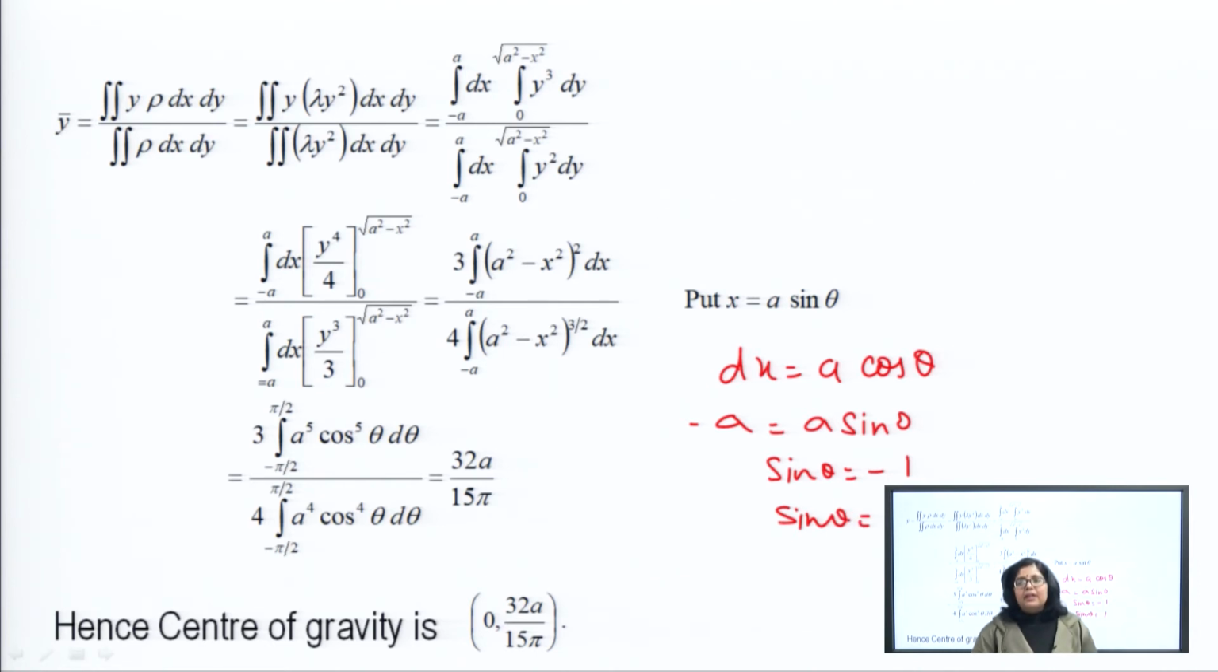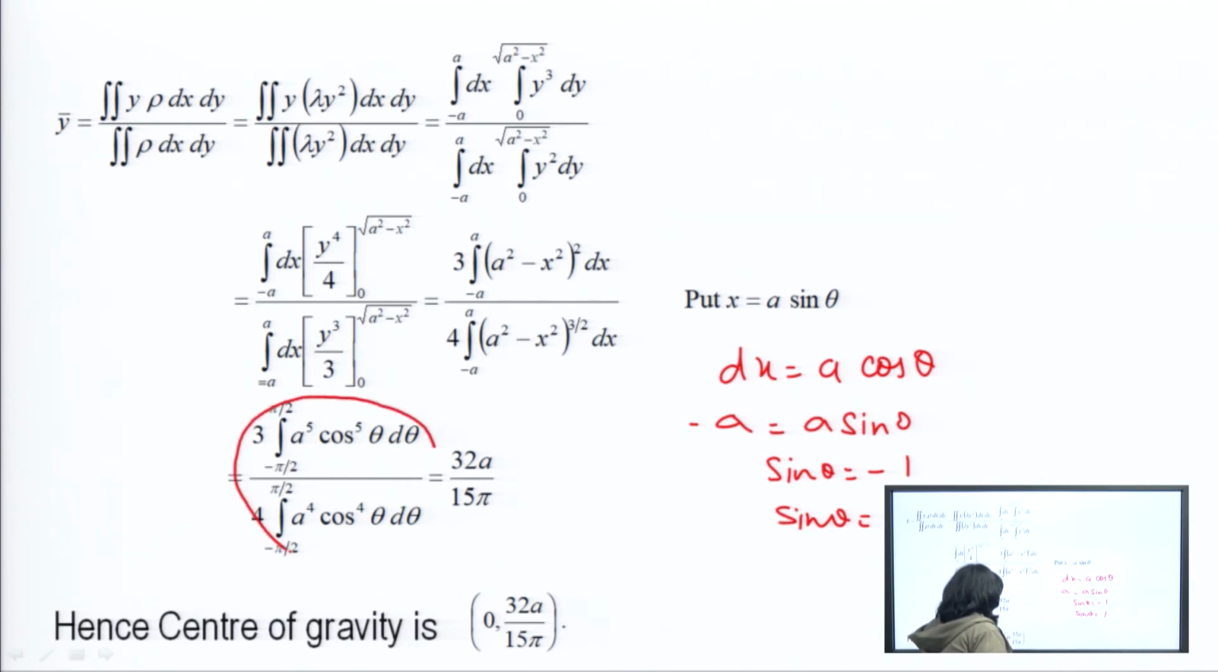We know that sin pi by 2 is 1, and minus pi by 2 gives minus 1. So, put here the values of the limits: 3 times integral from minus pi by 2 to pi by 2, and x is equal to a sin theta, and dx is equal to a cos theta d theta. Putting these, we have a power 5 cos power 5 theta d theta upon 4 times integral from minus pi by 2 to pi by 2 of a power 4 cos 4 theta d theta.